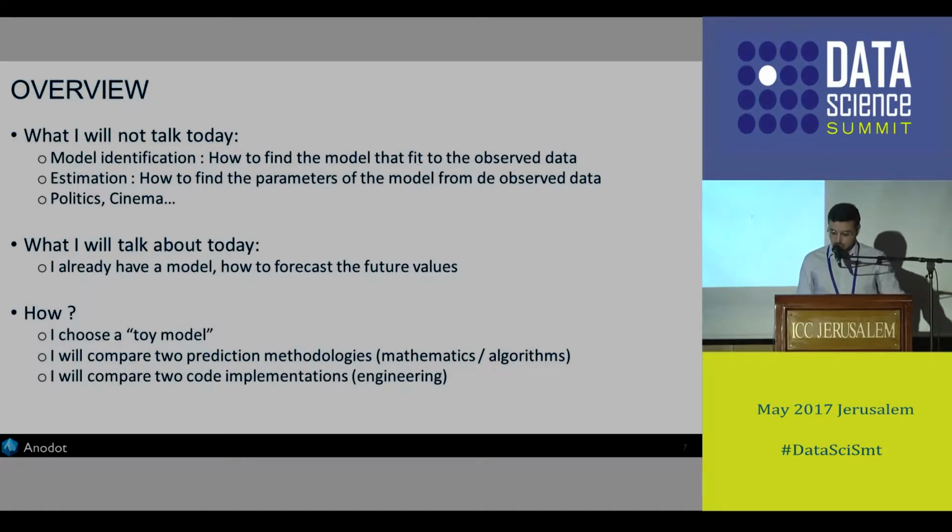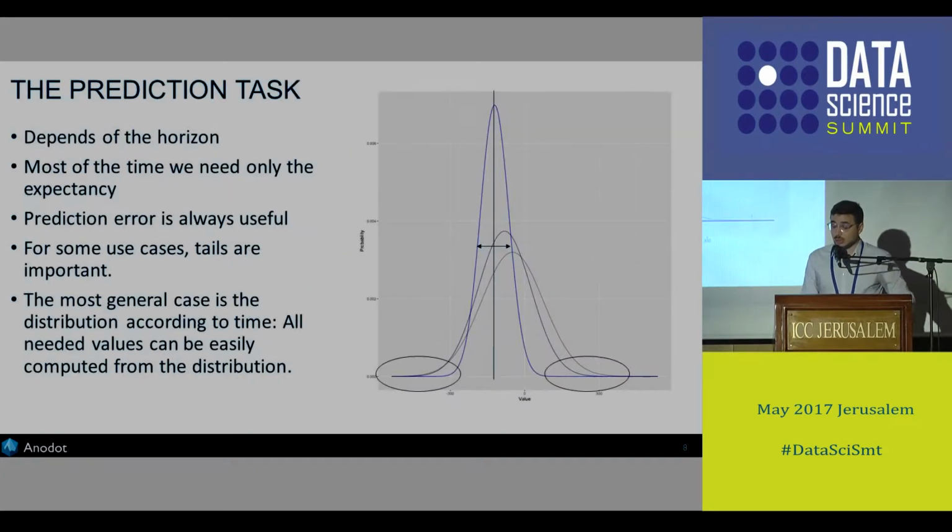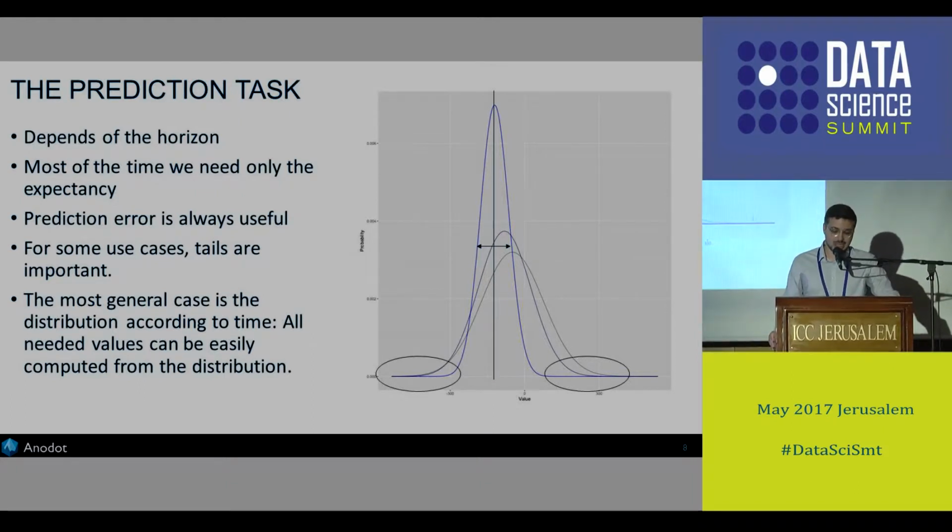And then for the prediction task, I will compare two different algorithms. The first one is Monte Carlo, and the second one is what we call the Fokker-Planck equation, and we will see what it is about. And then I will discuss the implementation, both on CPU and on GPU, and I will show you some results.